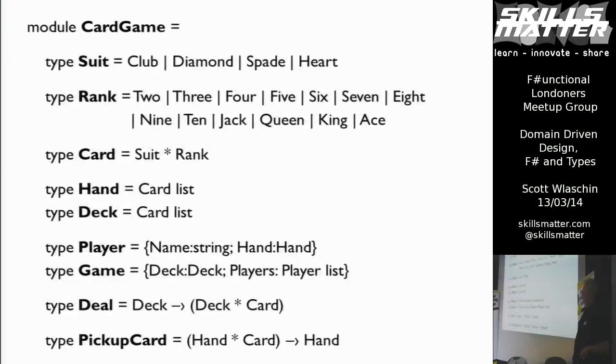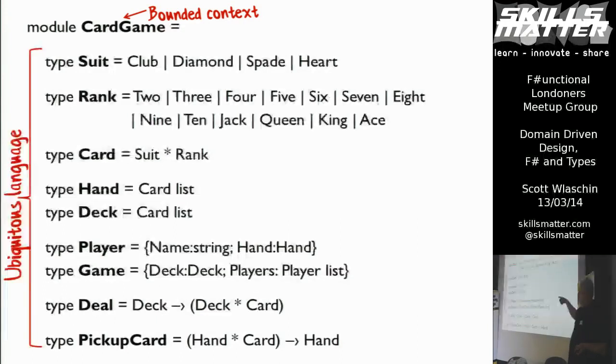So let's look at an example of a very simple design. This is a design for a card game, and there's various types here. The first thing I want to point out is this is a card game, and that's the bounded context. So if I was talking about suits in a clothes business, I'd be talking about something else. And if I was in the Navy and I talked about a deck, I'd be talking about something else. So these words are relevant to the card game context. And those words then basically form the ubiquitous language of the system, of the design.